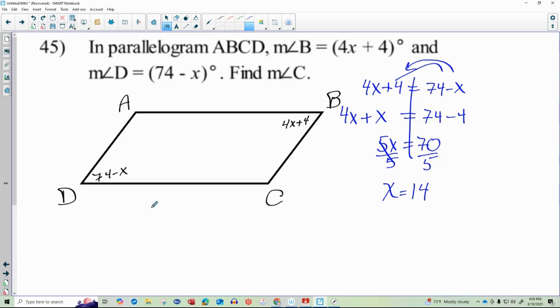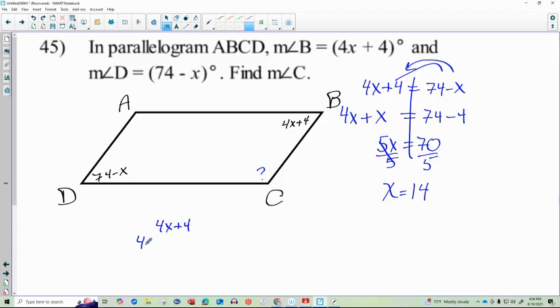All right, but that's not the question. If the question said solve for x, we'd be done, but it doesn't. It says find the measure of angle C. Well, guess what? I cannot know angle C until I know angle B and D, because there I have representatives. So I'm going to do B. It says here that B is 4x plus 4.